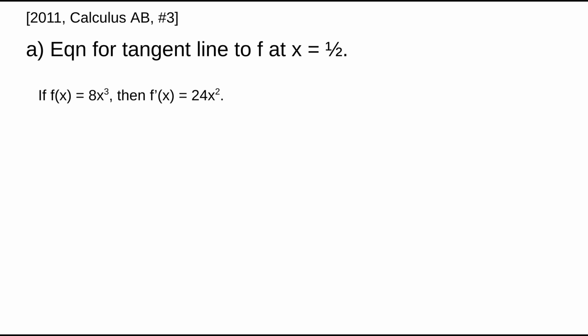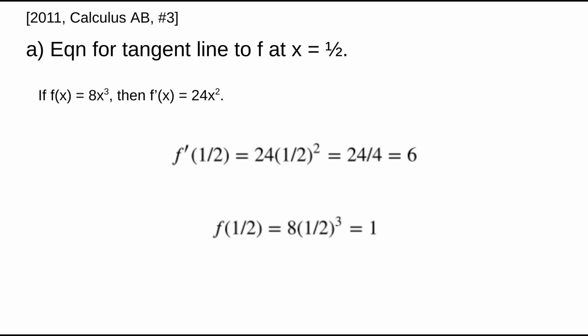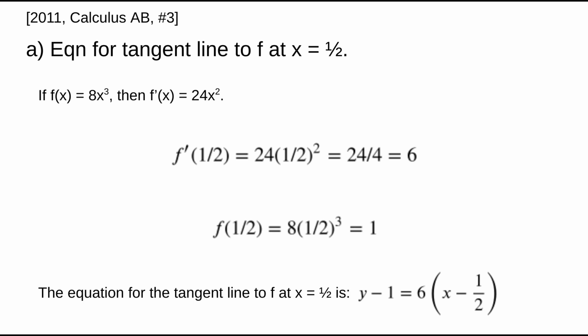Well, f prime of x is going to be 24x squared. If I evaluate that at 1/2, 1/2 squared is 1/4. 24 divided by 4 is 6. So f prime of 1/2 is 6. And if I evaluate the function at 1/2, f of 1/2 is 1, which means that the equation for the tangent line to f at the point where x is equal to 1/2 is going to be y minus 1 equals 6 times x minus 1/2.